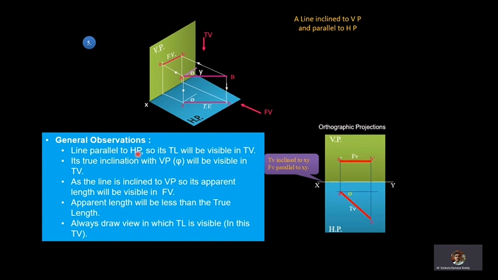Here the line is parallel to HP. That's why we'll get true length here. And the line is inclined to VP, so its apparent length will be visible in the front view. Apparent length will be less than the true length. Always draw the view in which true length is visible. In this case, top view.